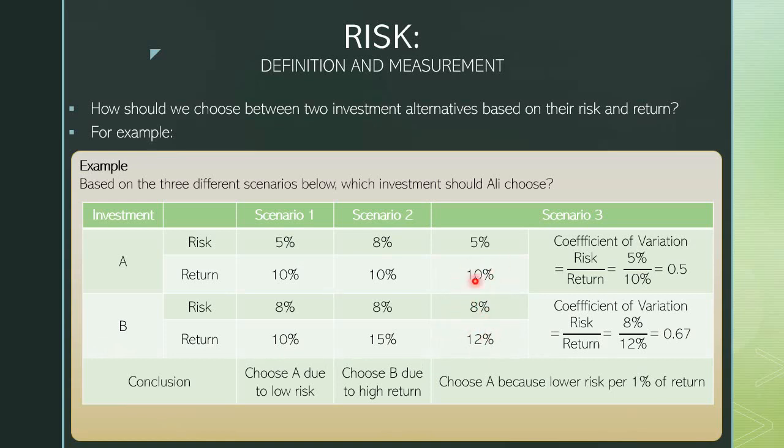So how do we choose between these two investments? We calculate the coefficient of variation, where we find out what is the risk attached to each 1% of return that we receive. In this case, for 1% of return, stock A gives us 0.5% of risk, whereas for 1% of return, stock B gives us a risk of 0.67%. So of course, we're going to choose stock A because we have lower risk per 1% of return.